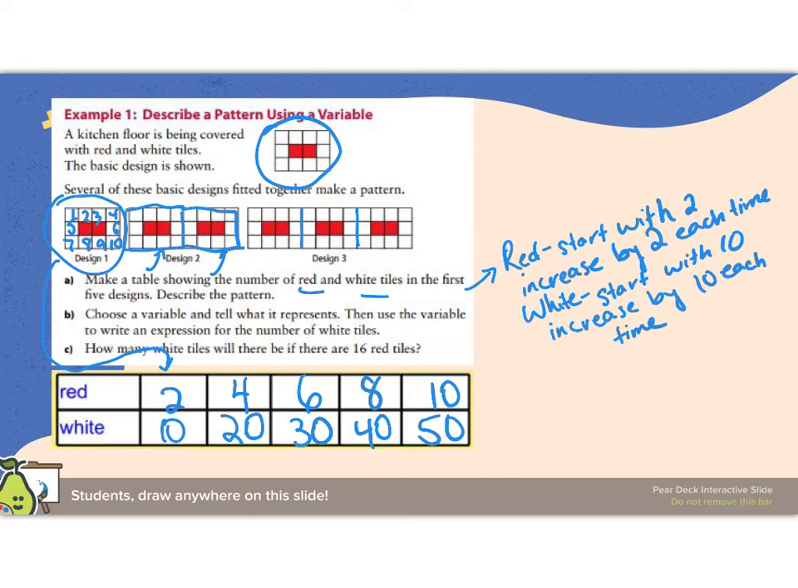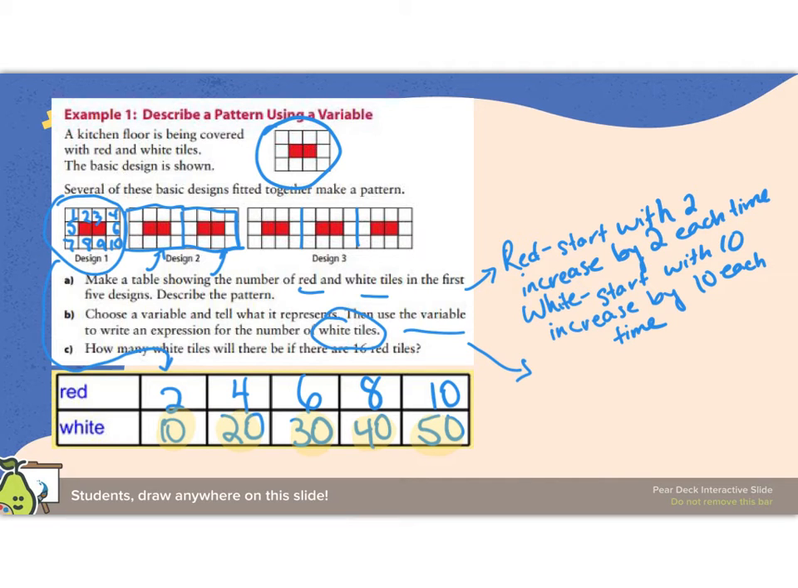All right, choose a variable and tell what it represents, then use a variable to write an expression. So for this one over here, we're going to first of all choose a variable. So I'm going to see if I can find a pattern. What I'm trying to do is explain how many white tiles there are. If I take a look at my white tiles, I have 10, 20, 30, 40, 50. I'm going to see if it compares with something else in my table.